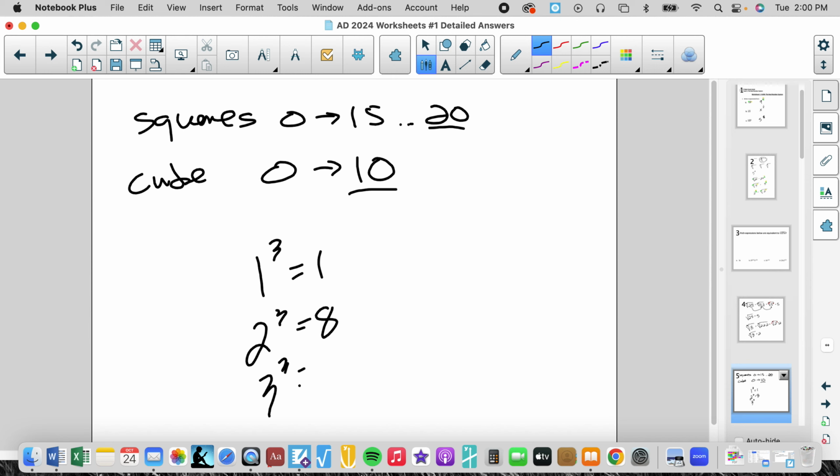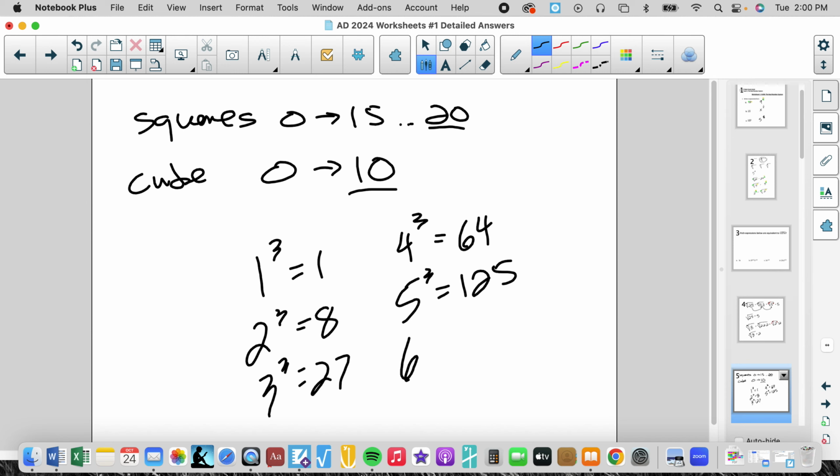3 cubed, 4 cubed, oh, sorry, it's not 64, sorry. Oh yeah, 64 is correct. See, gotta give myself 5 cubed, 125. I probably don't know what 6 cubed is. It's probably like 216. Is it 216?